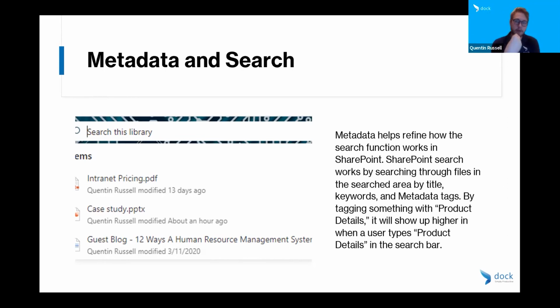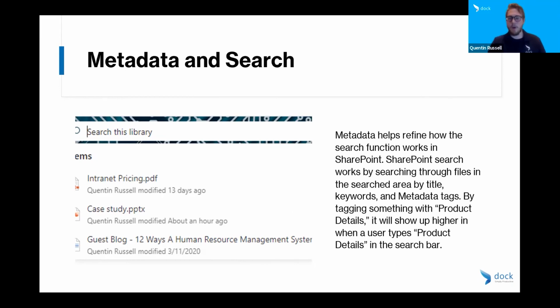And then from there, when people go to search something within the search bar, depending on the parameters for their search, so if they're searching either only within a document library or they're searching site-wide, documents will then appear and show up in listings based off of that information. So yeah, I think that kind of covers the basics of metadata.